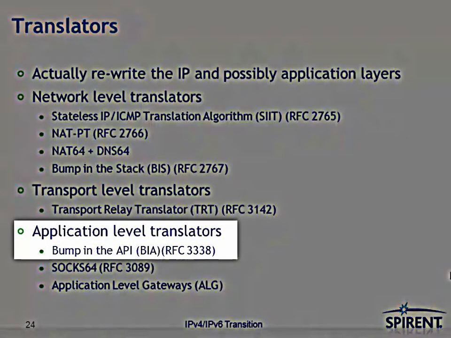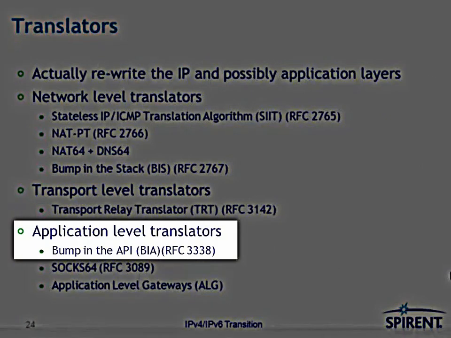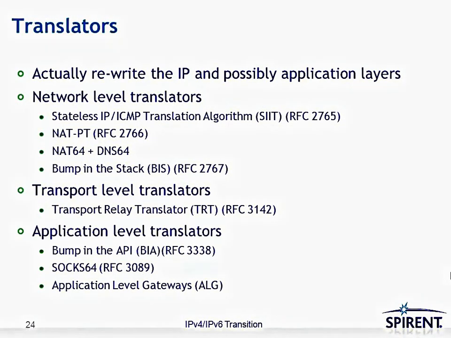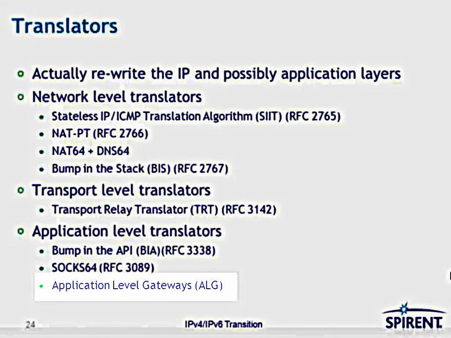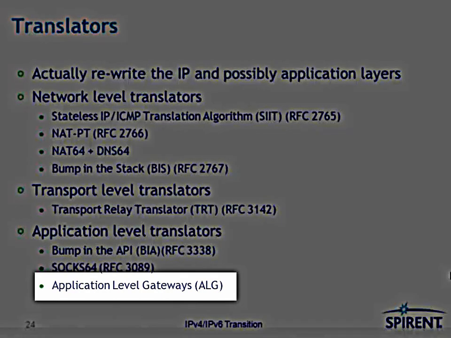As far as application level translators are concerned, Bump in the API is described in RFC 3338 and allows dual stacked IP version 6 hosts to use IP version 6 applications. It has the same goal as Bump in the Stack, but translation is between IP version 4 and IP version 6 APIs, or application layer interfaces, and so therefore no header translation is required. Application layer gateways are necessary when the application layer contains an IP address. Such is the case with SIP and FTP. So application layer gateways have long been used in firewalls and some NATs even for just IP version 4.